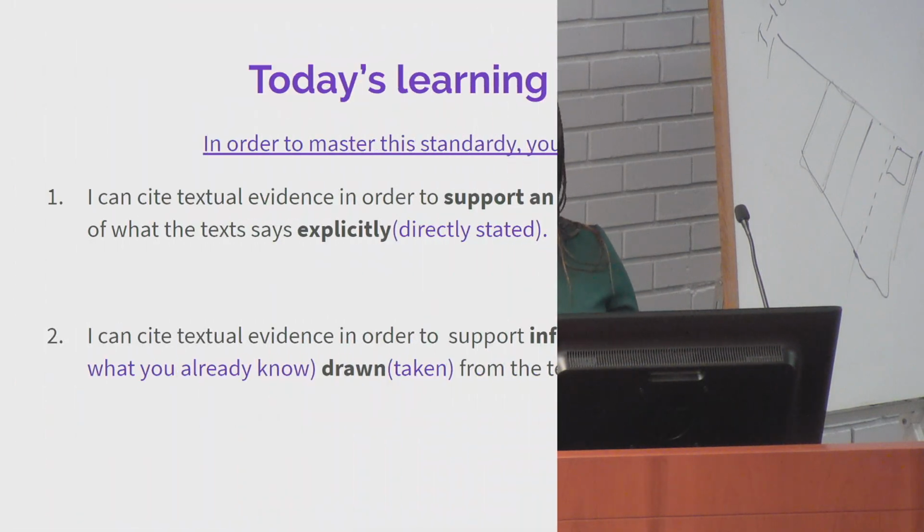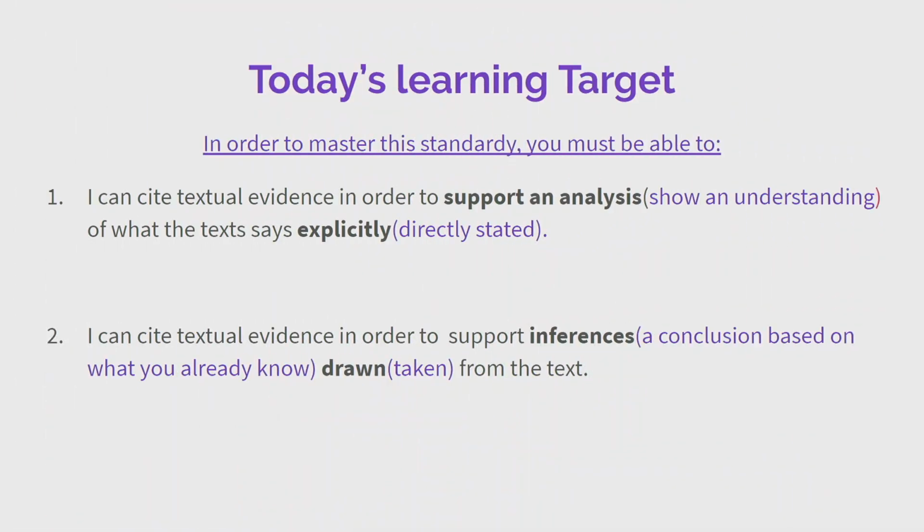Okay, today's learning targets. In order for us to master these standards, as you know, good readers, you will be: I can cite textual evidence in order to support an analysis. And analysis means showing an understanding of what the text says explicitly. As we know, explicitly means directly stated. Our second learning target is, I can cite textual evidence in order to support inferences. As you know, an inference is a conclusion based on what you already know, that educated guess, drawn from the text.